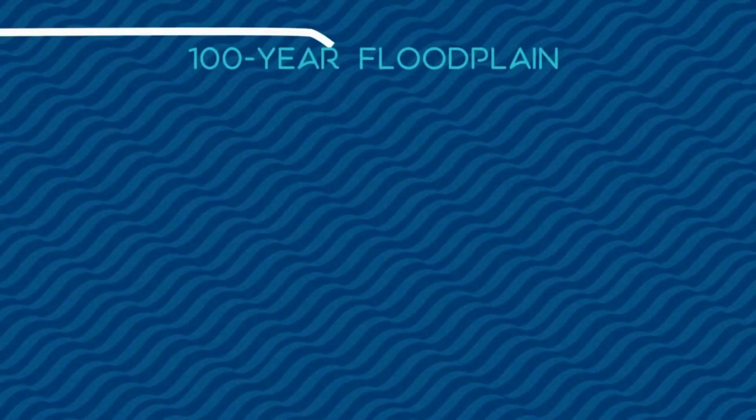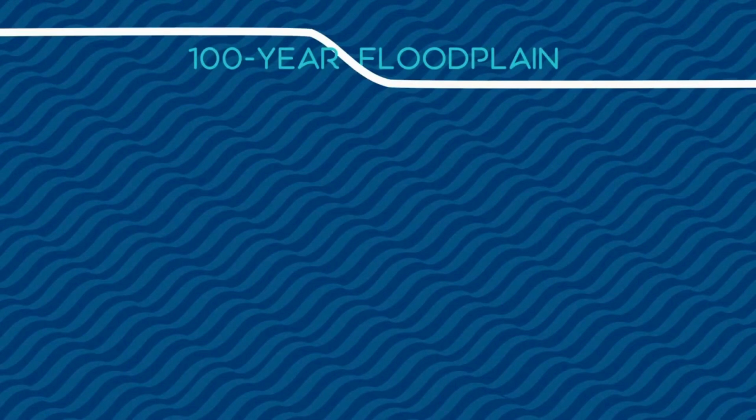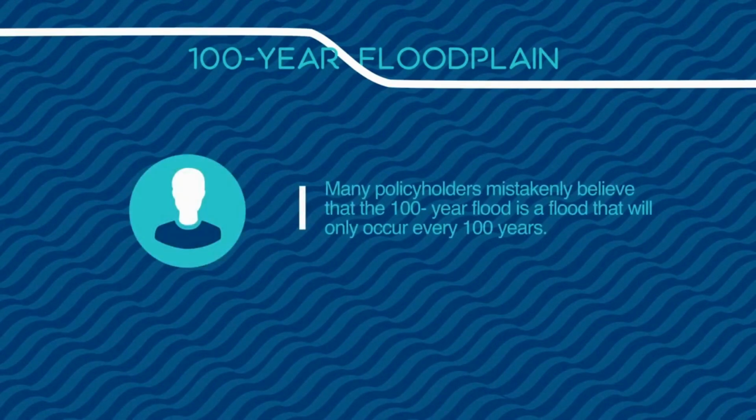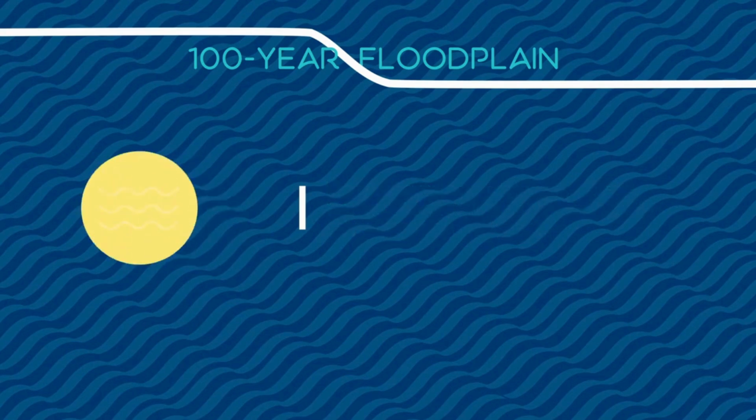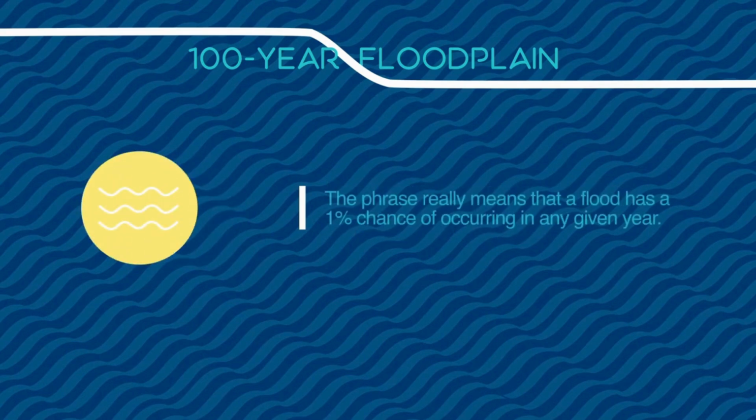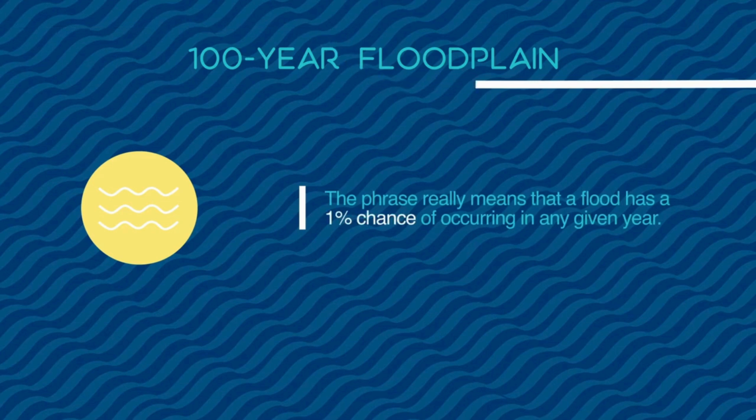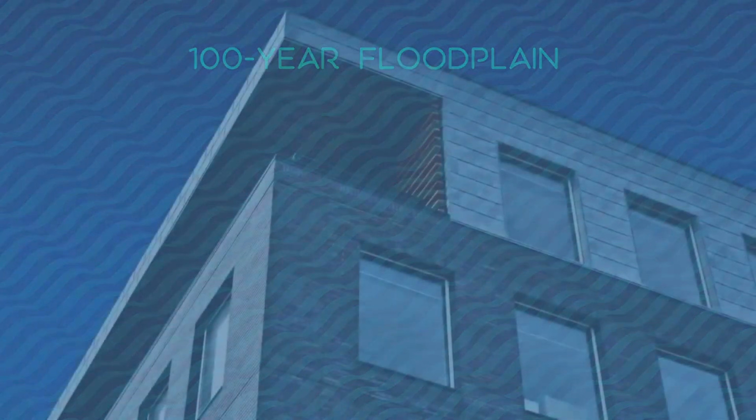The use of the phrase 100-year floodplain has caused a great deal of confusion over the years. Many policyholders mistakenly believe that the 100-year flood is a flood that will only occur every 100 years. However, the phrase means something else entirely. The phrase means that a flood has a 1% chance of occurring in any given year.